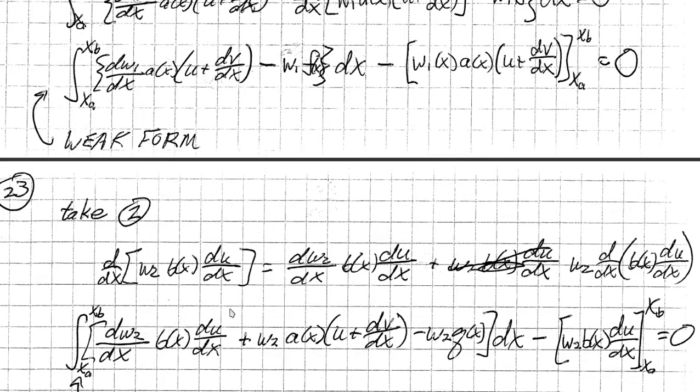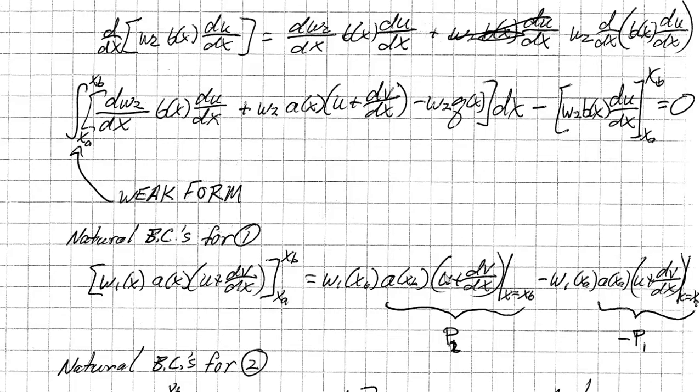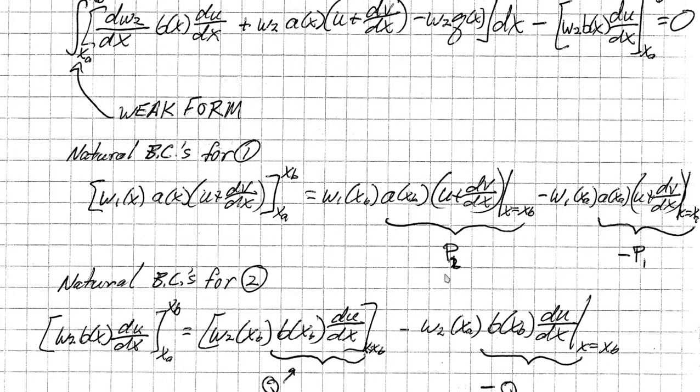We do the same thing on the second equation. So here I'm expanding out the product rule. I use this form to substitute back into the weak equation. So here's my integrand, here's my boundary conditions. So we've got two equations in the weak form.